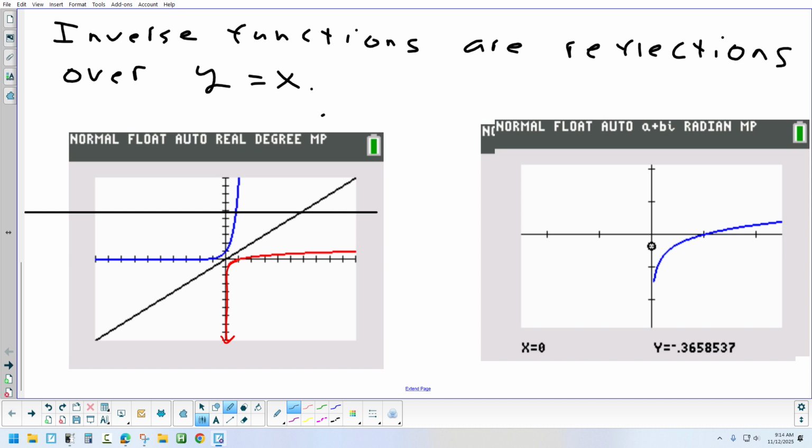Oh, Raj? X is greater than 0. Yeah, x is greater than 0. All numbers that are greater than 0.